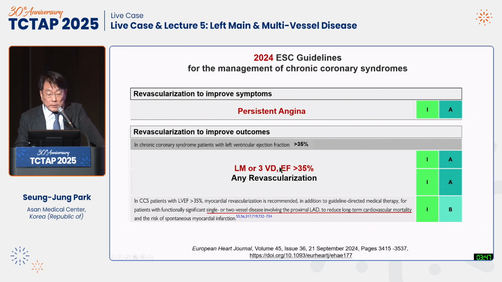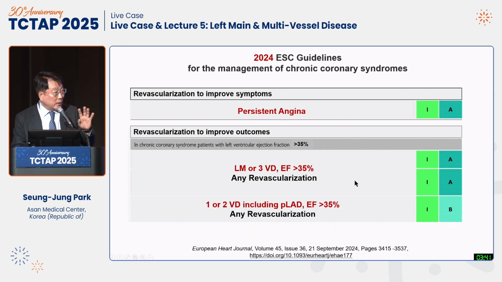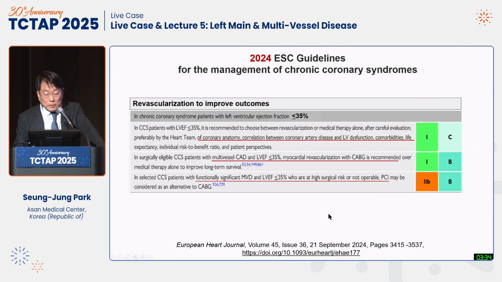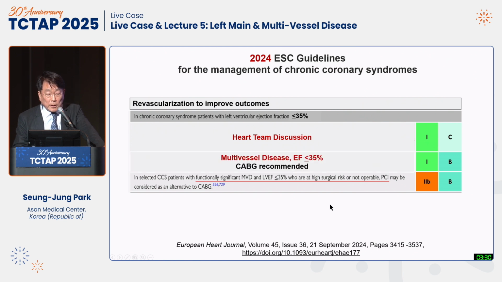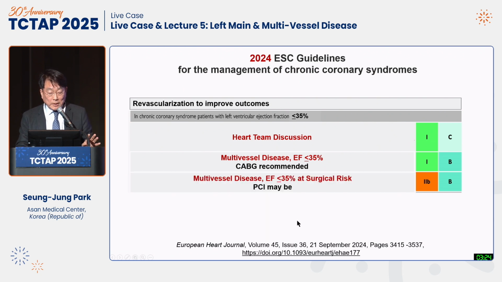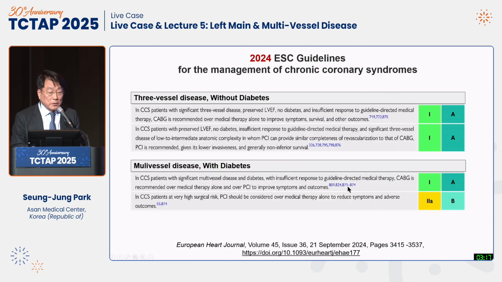Main was 3 vessel, normal ejection fraction, PCI and bypass surgery, 1A. And 1 or 2 vessel, normal ejection fraction, still 1A. And the heart team discussion recommended, for multivessel disease with a low ejection fraction of 35%, CABG, and for high surgical risk, PCI would be 2B anyway. We can do that.